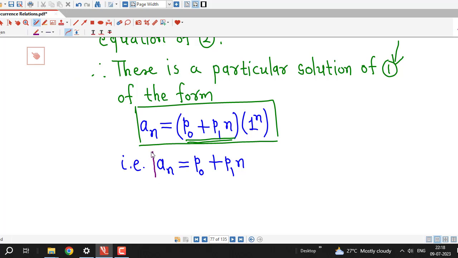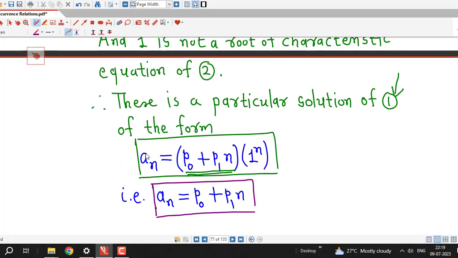the given non-homogeneous recurrence relation. Now I have to decide p0 and p1, and I will use this notation anp for the particular solution, and the final solution will be the addition of anh and anp. So you must write anp, that is the particular solution.